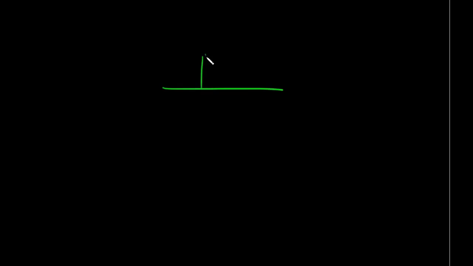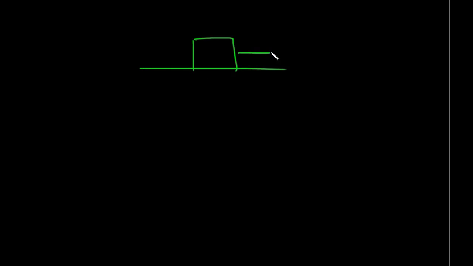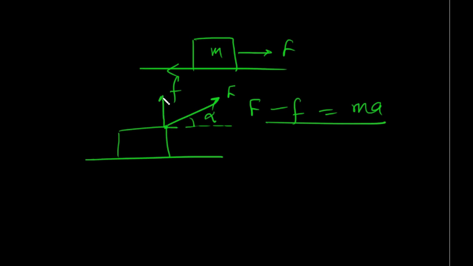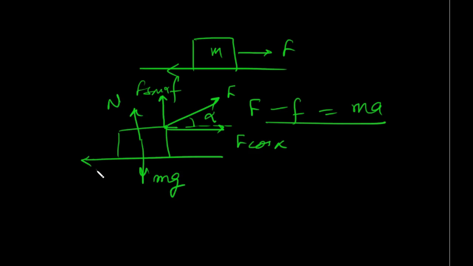In a normal situation, for example, if a force is pulling a block and there is frictional force, we generally write F minus f equal to mass into acceleration. What if the force has an angle to it? For example, let us say F had an angle alpha to it. Now what would happen? Now F would get distributed into two components, one vertical and other horizontal. So this would be F cos alpha, this would be F sin alpha, right? This would be the normal, this would be the weight, and this would be the friction force.